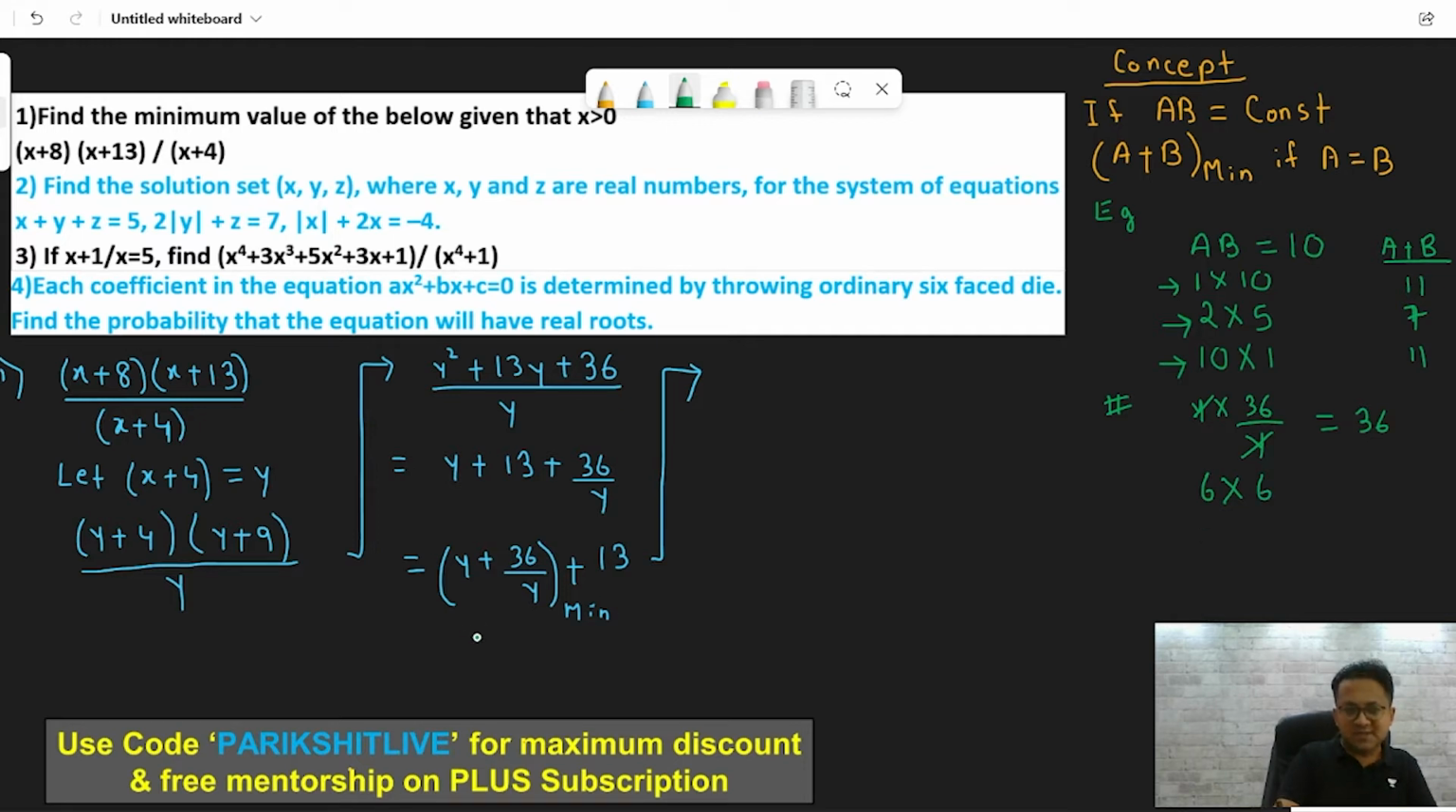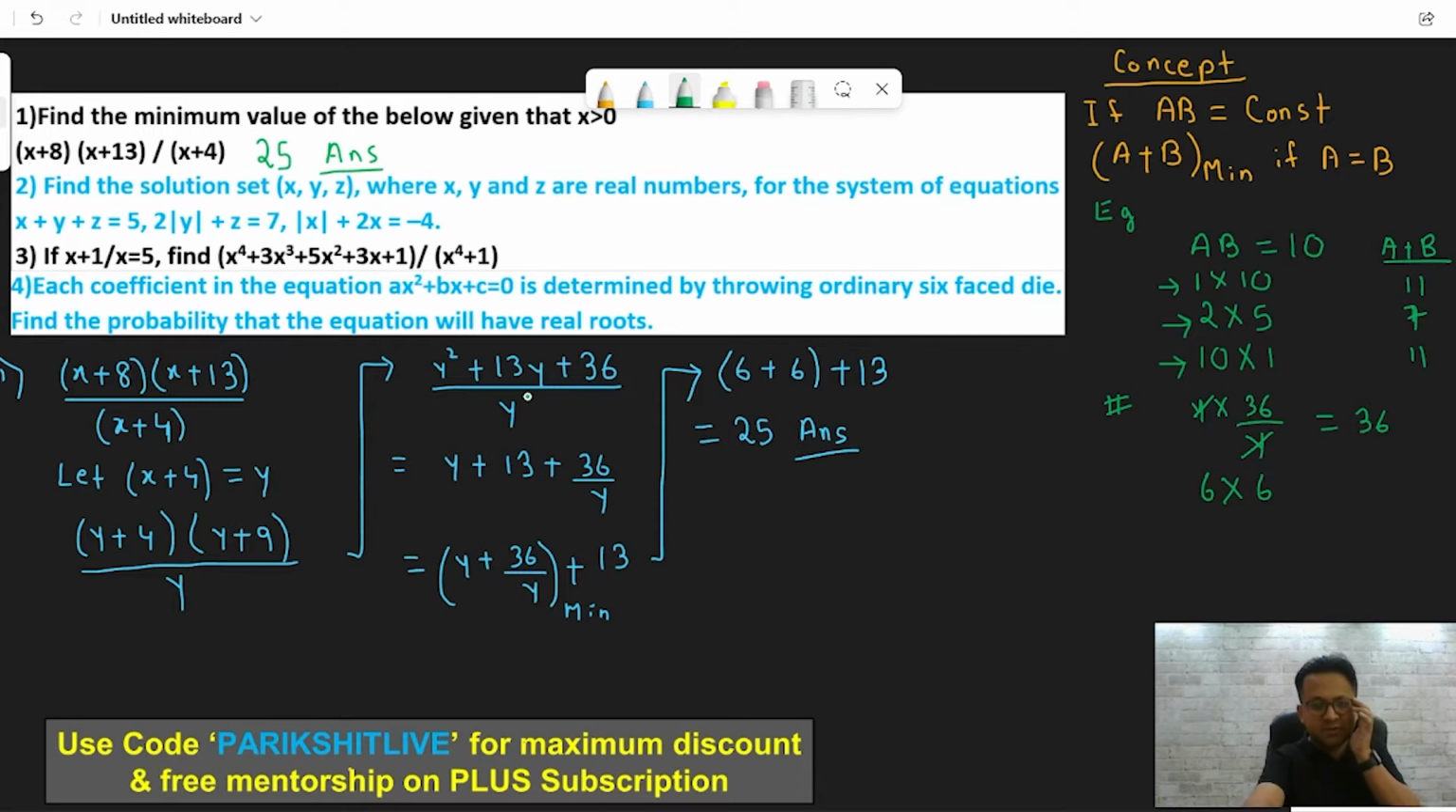So these two terms can be equal to 6 and 6. 6 and 6 means Y is 6. If Y is 6, then 36 divided by 6 is also 6. 6 plus 6, right? Plus 30. So this comes out to be 25, and that's your answer for the first one. The minimum value of the given expression is 25. Clear? A beautiful question. So that's your first answer.